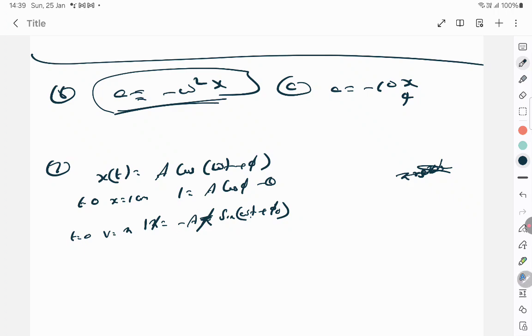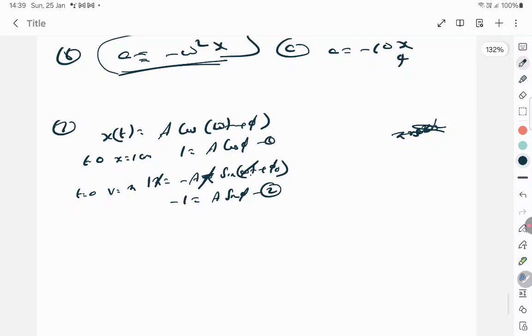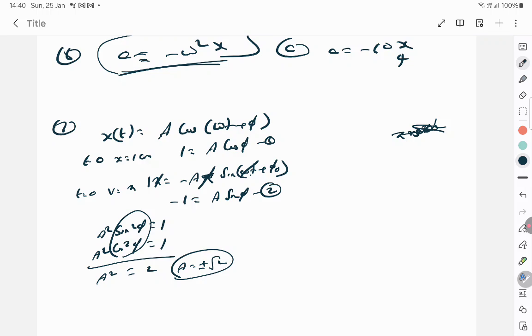So in that case, this will also be 1. And at time t equal to 0, I'll get minus 1 is equal to a sine phi. So that is my equation 2. Then I can take equations 1 and 2 and square both sides. a square sine square phi is equal to 1. a square cos square phi is equal to 1. a square into sine square phi plus cos square phi, which is 1, so a square is 2. So a is equal to plus or minus root 2. You got the amplitude using the given data.